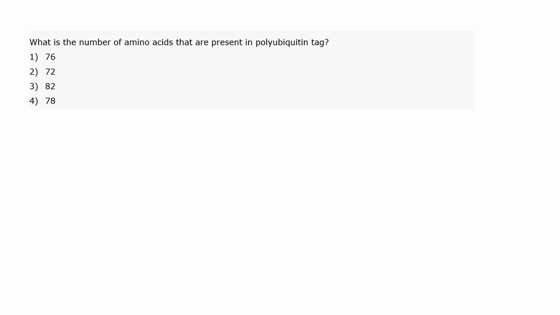The number of amino acids that are present in a polyubiquitin tag, it is involved in polyubiquitination and proteasomal degradation, right? So how many amino acids are present in this polyubiquitin tag? Oh, sorry, like how many ubiquitin is present in this polyubiquitin tag? I will just change that.